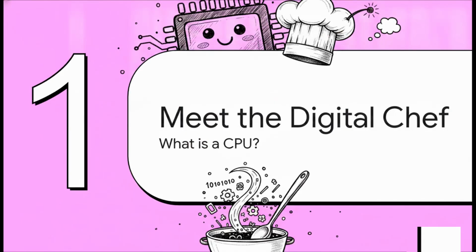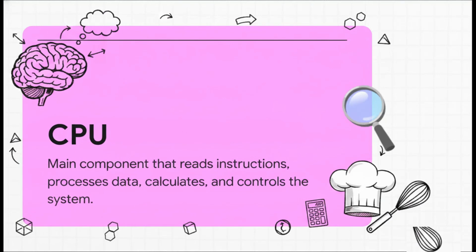Meet the digital chef. The Central Processing Unit, or CPU. It's universally known as the brain of the computer, right? It reads instructions, processes data, performs calculations, and basically controls the entire system. But to truly visualize how it handles this massive, non-stop workload so seamlessly, let's look at it not as a microchip, but as the head chef of a world-class, high-speed restaurant.